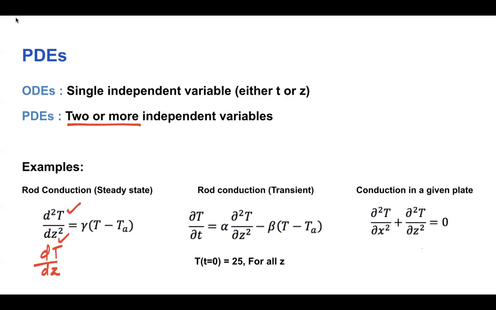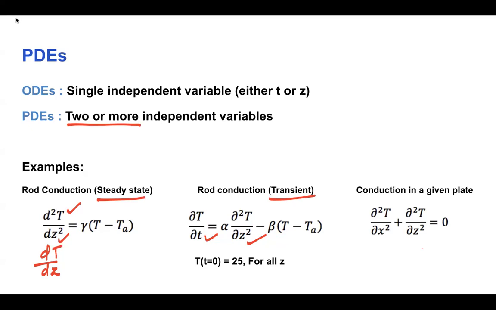Here you can see your temperature is varying with respect to time and position. So there are two independent variables, that is time and position. So this is called a transient condition. Transient means whatever is changing with respect to time. Steady state means it is constant with respect to time.